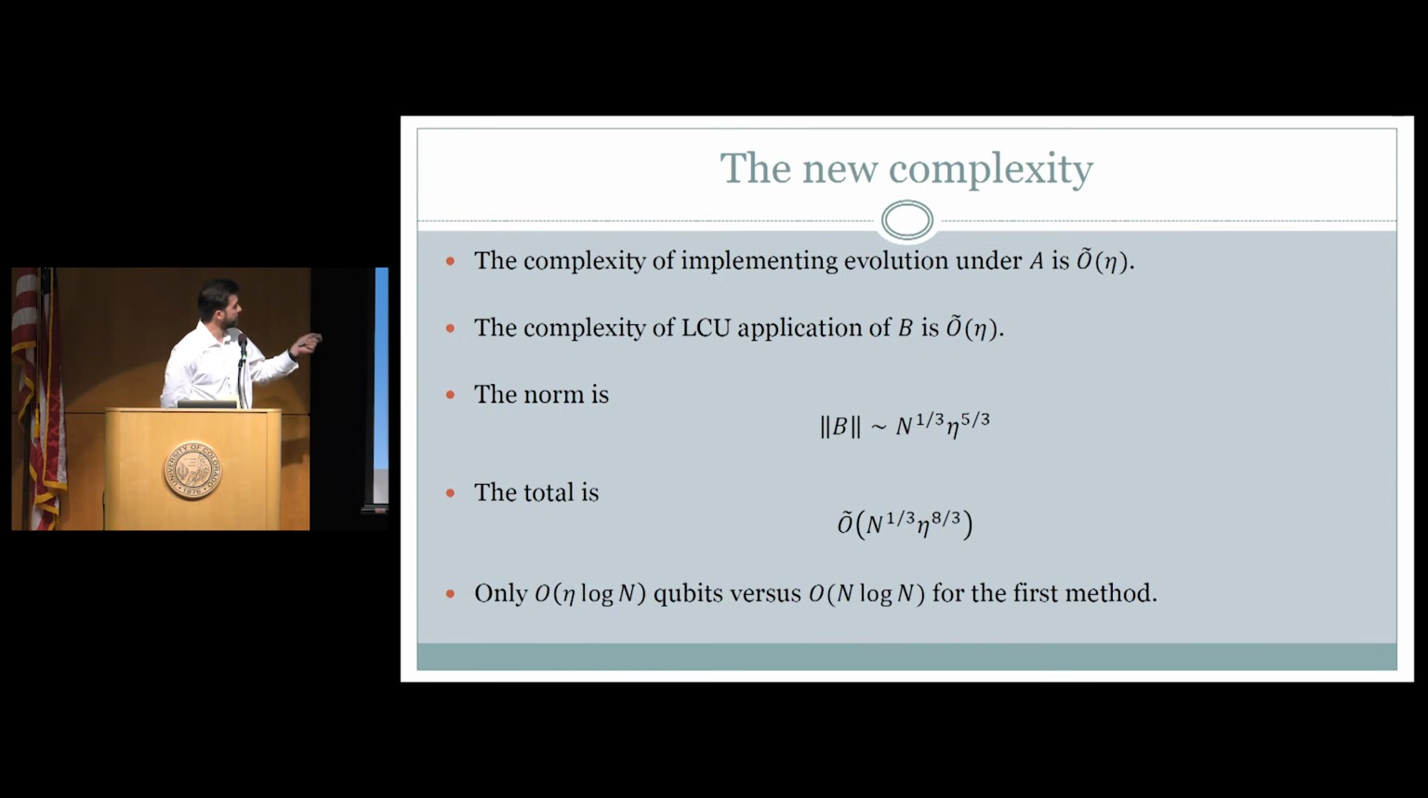So the overall complexity is now these O tilde of eta factors from controlled operations and applications of evolution under the kinetic energy multiplied by that norm of B. So we get overall complexity that's going like n to the 1/3 times polynomial factors in the number of electrons. And that's quite amazing when you consider that initial algorithms for these types of problems had scalings going like n to the 10 or n to the 11. And we also have a number of qubits, which is logarithmic in the number of orbitals.